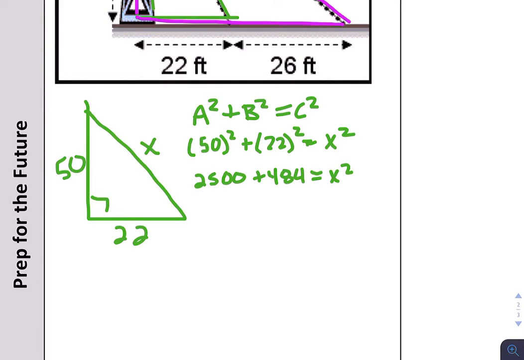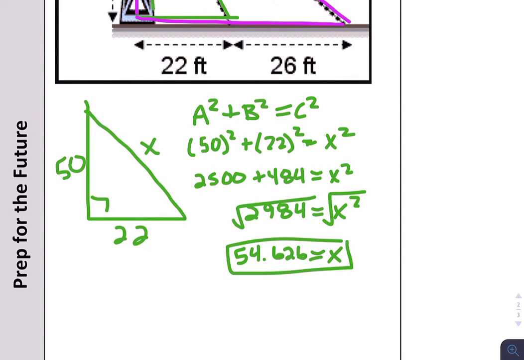And so we'll add our original total to 2,500 and get 2,984, and then get rid of that square. Of course, we'll square root, which would give our first cable value approximating, and we have to round this one off, 54.626.